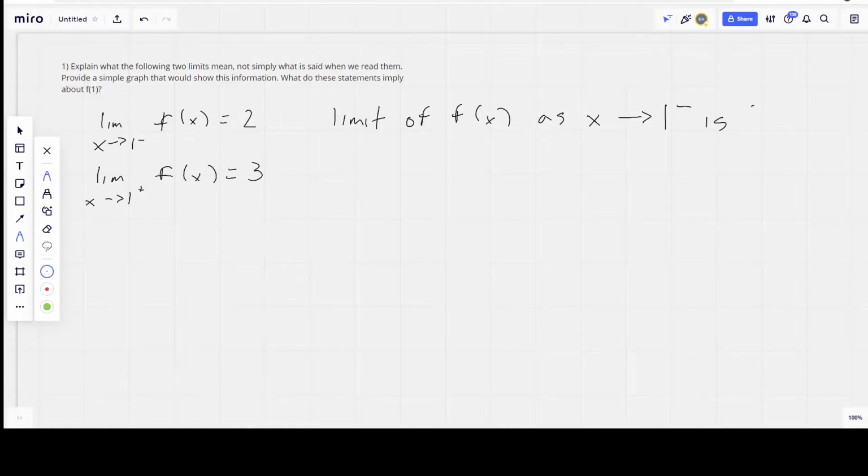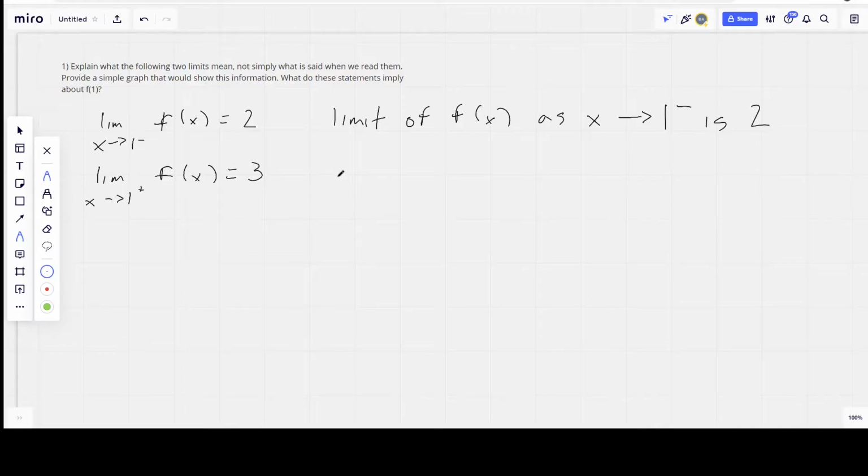is 2. So in other words, as the x values come closer and closer to 1 from the left, the function looks like it's going to 2. Now I put emphasis on the word look because it may not actually go to 2. The function itself may not actually end up at 2. But for all intents and purposes, it looks like it's going to 2.